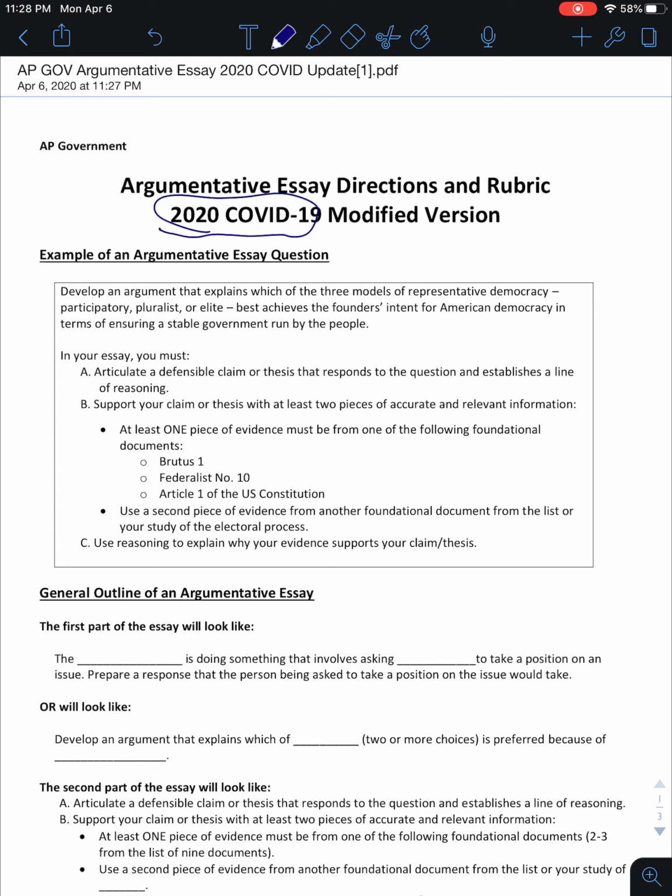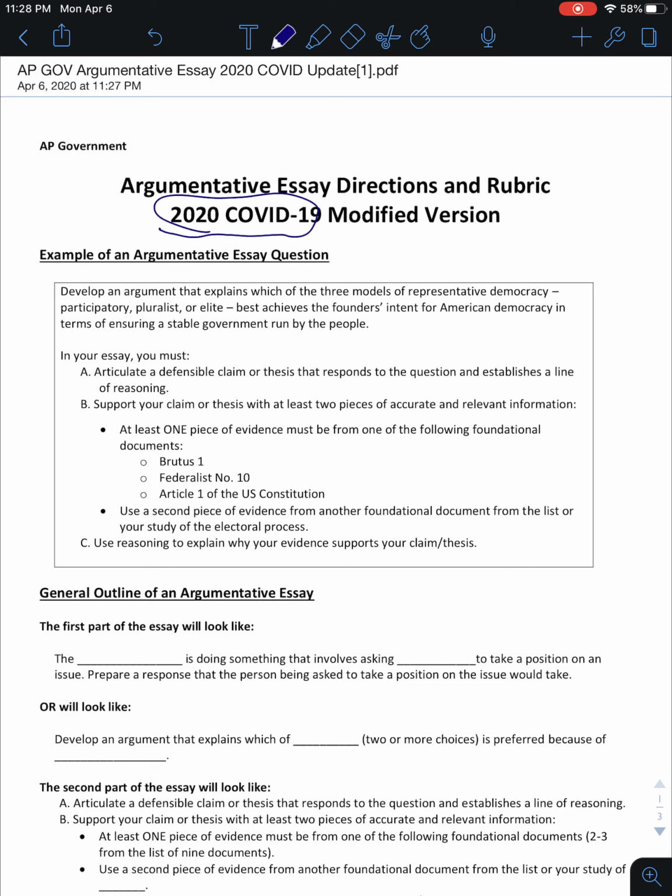So if you have a friend who took first semester AP Gov, this would not be a time to converse with them on what they wrote for argument essays, because your argument essays will be different. Just like in class, I'm going to walk you through what the general outline is, what it should look like. Then we'll go through the rubric on the back.